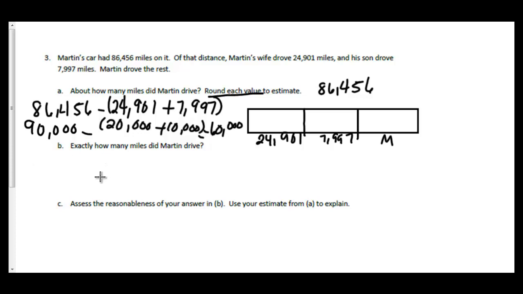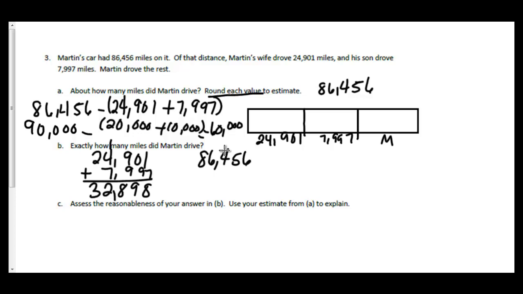Now it wants the exact answer. So I'm going to take 24,901 plus 7,997. Let's see what I get. So I get 8, 9, 18, which would be 12, and 3. So 32,898 miles. And then I'm going to subtract that from the total miles on the car, which is 86,456, minus 32,898. And let's see what we get.